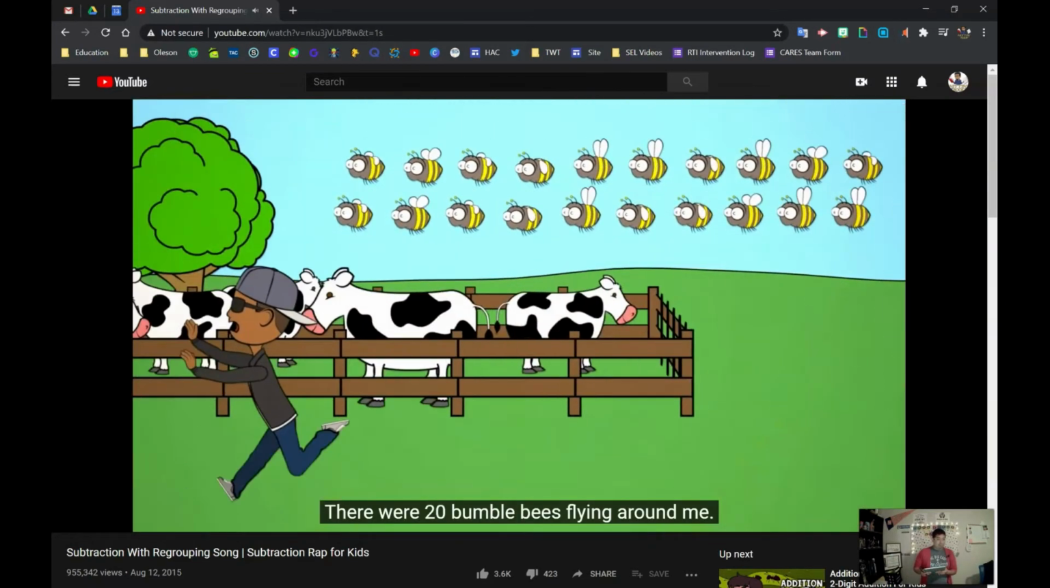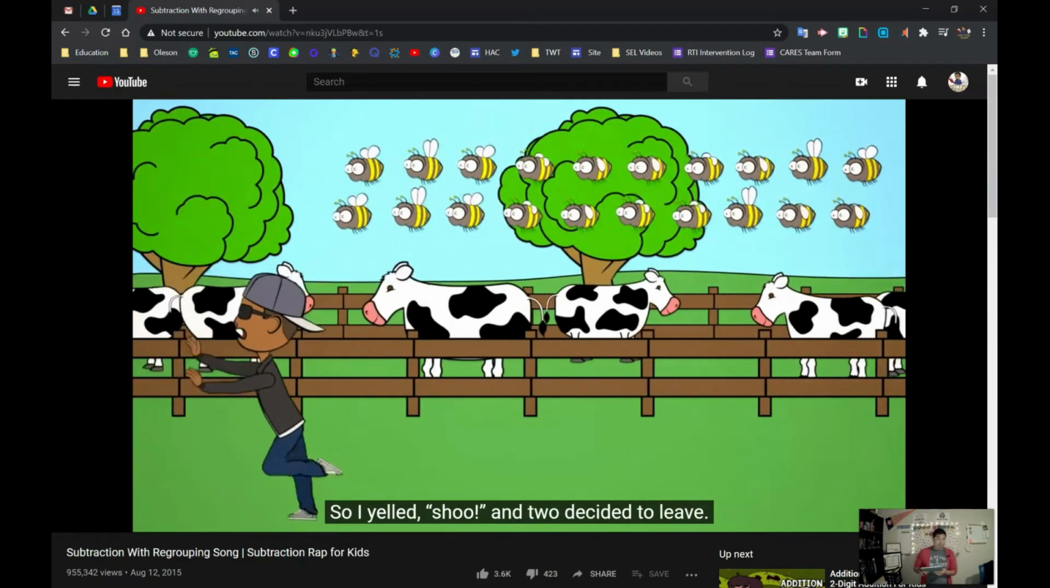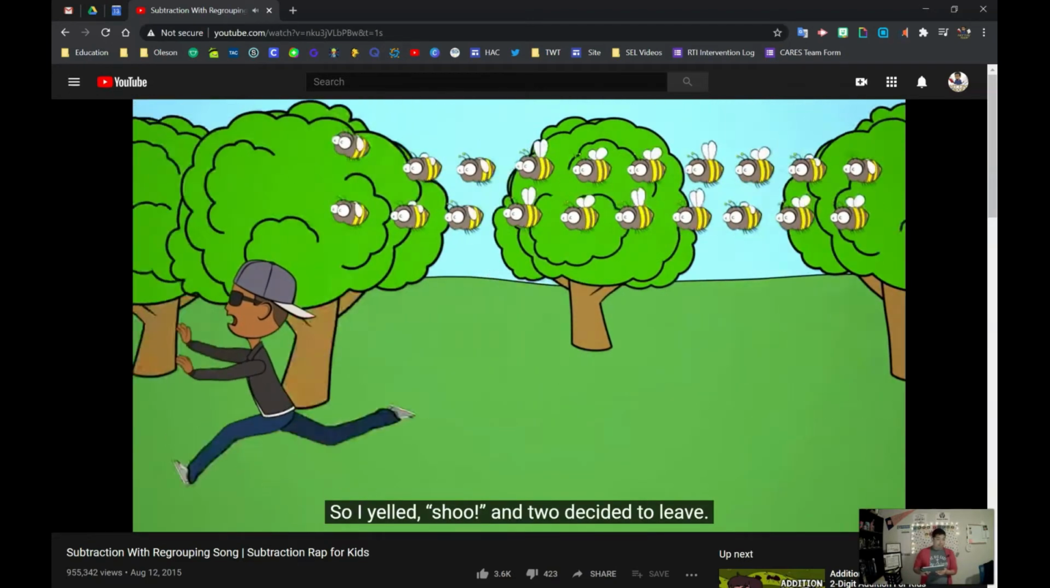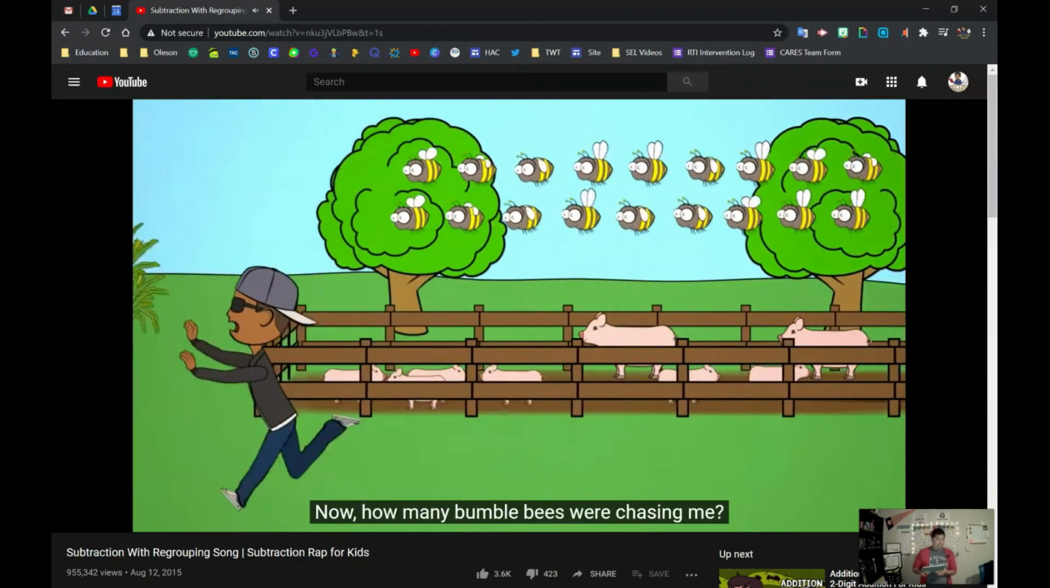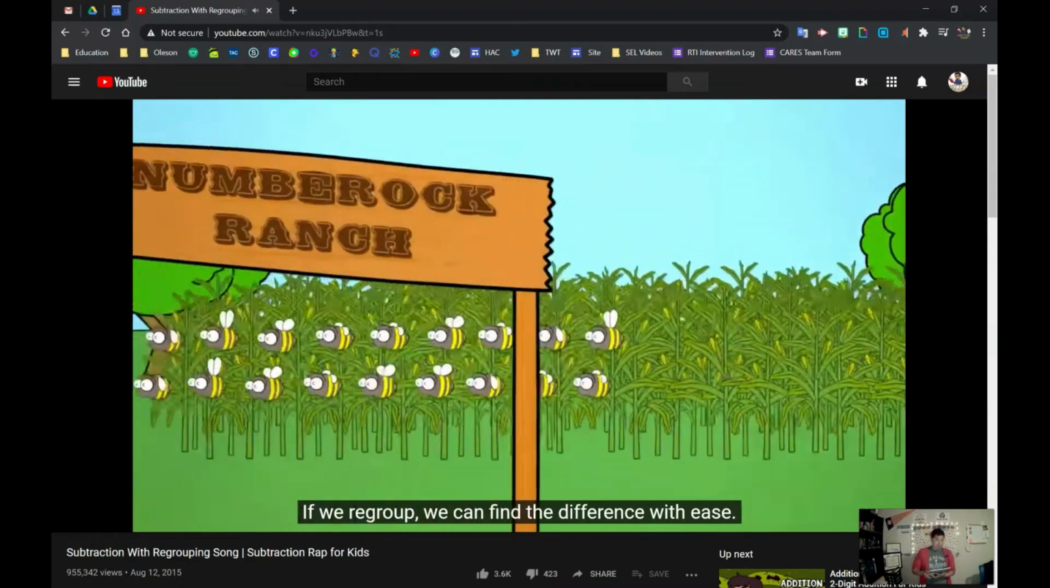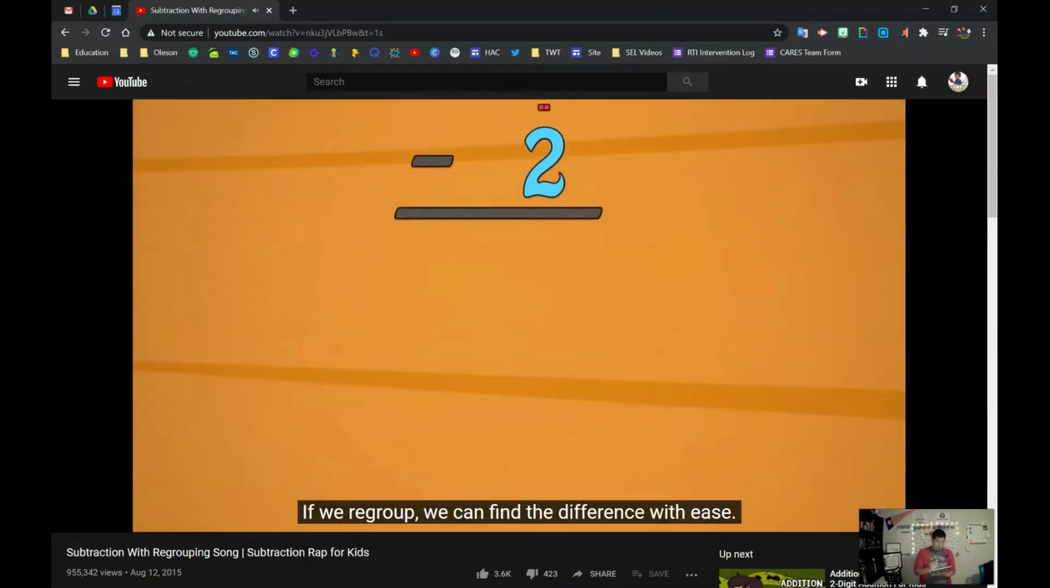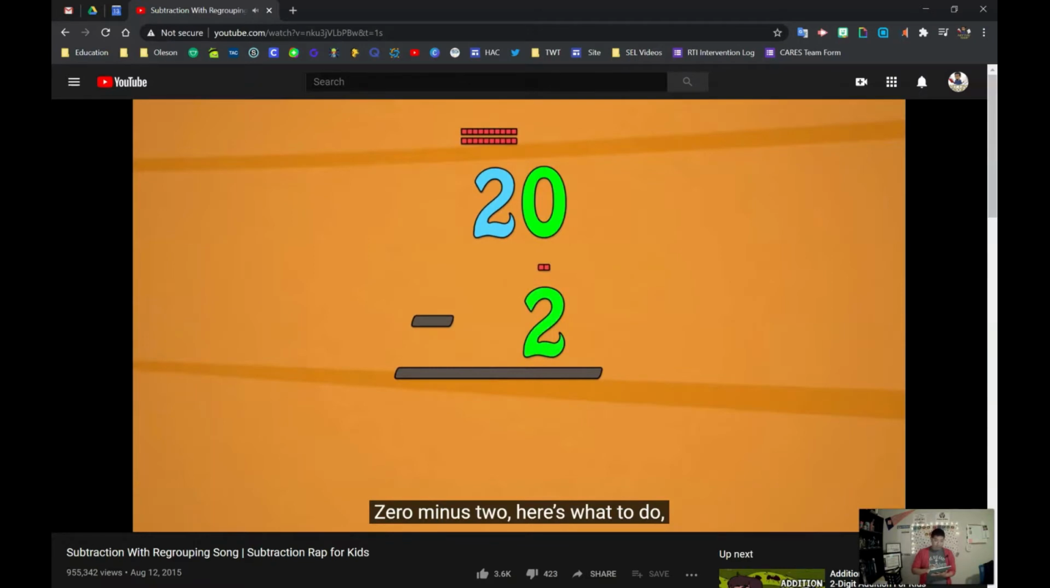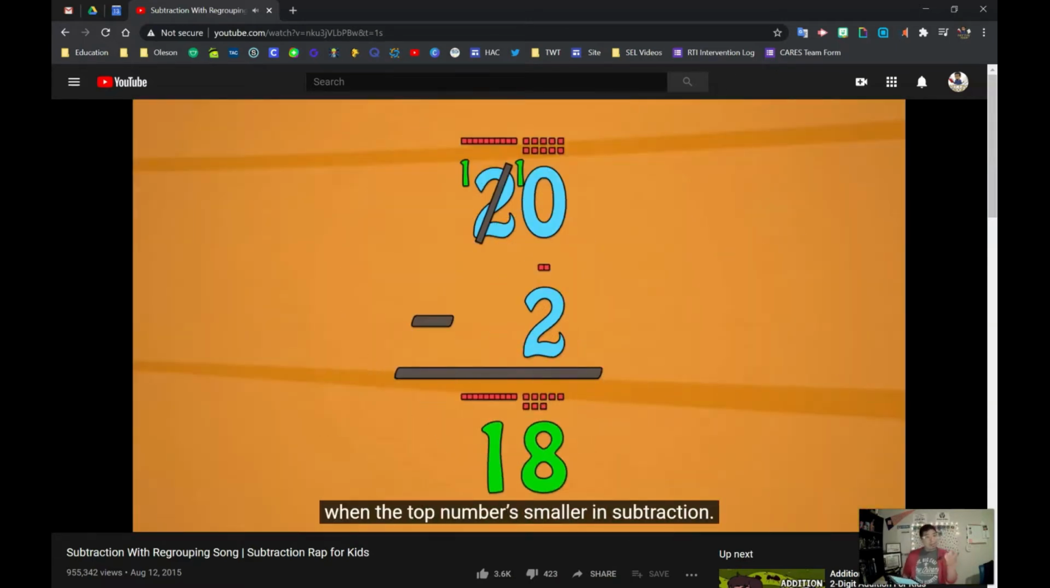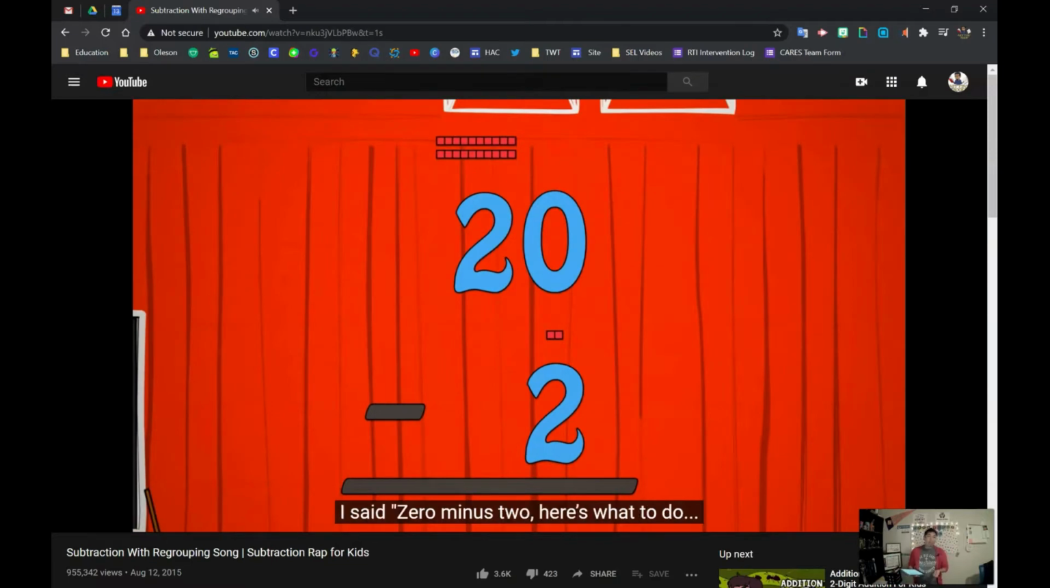There are 20 bumblebees flying around me. So I yell, shoot, and two decide to leave. Now how many bumblebees are chasing me? If we regroup, we can find the difference with ease. 0 minus 2, here's what to do, cause the 0 is smaller than the 2. So we regroup a 10 into 10 ones. Your neighbor, knock. Can I borrow a 10? Can I borrow some sugar? Yes, you may.